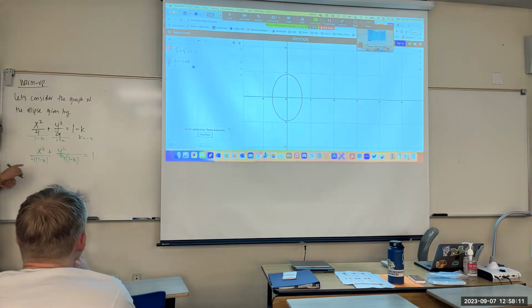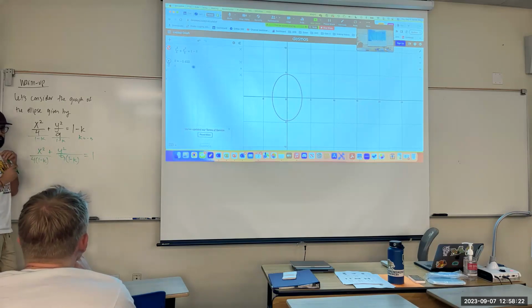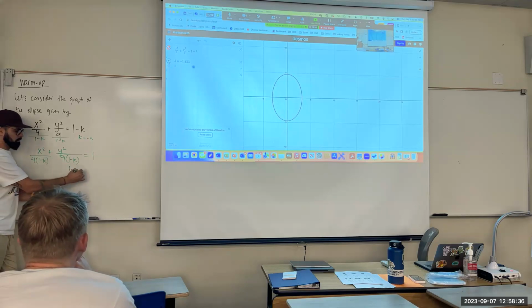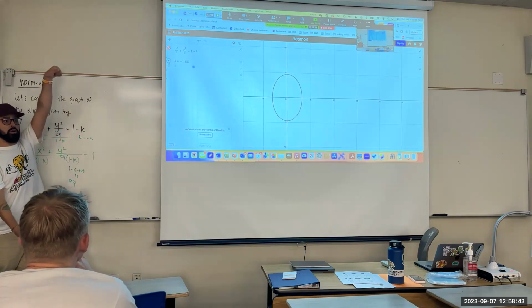This tells me that as k gets more negative, what happens to this number down here? Think about it. Let's say k is negative 10. Then 1 minus k is 11, and 11 times 9 is 99. What does that mean? I take the square root of 99, and that's how far it stretches in the y direction.